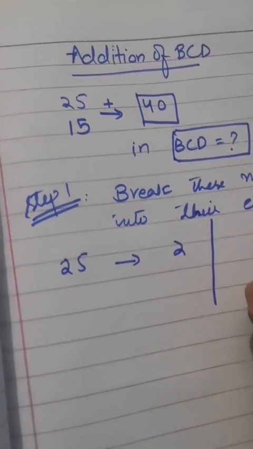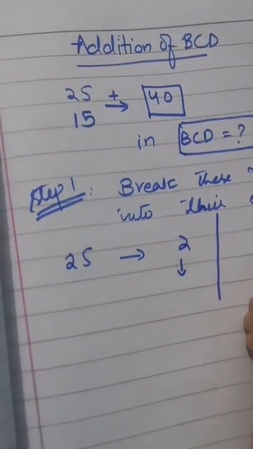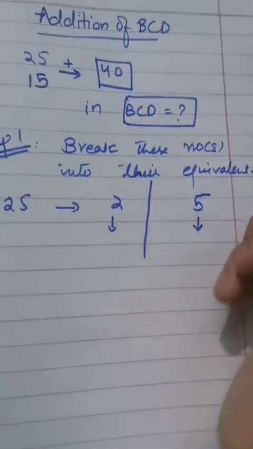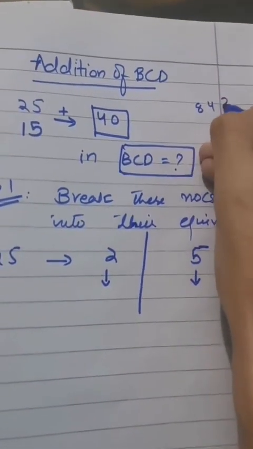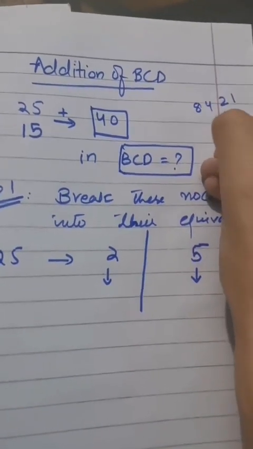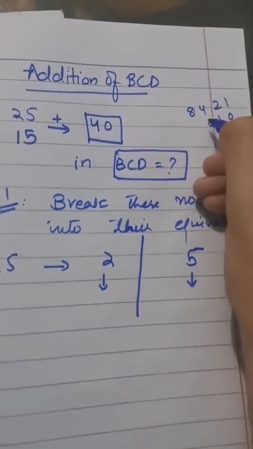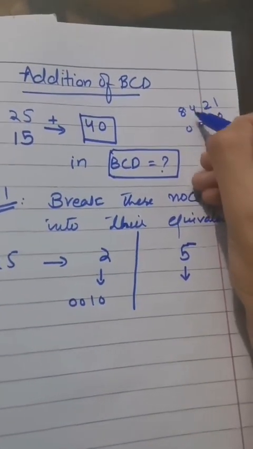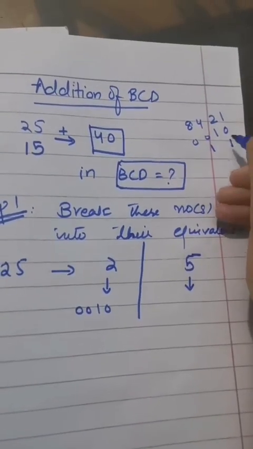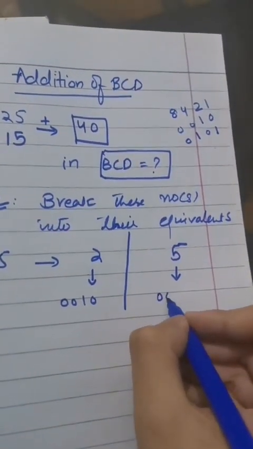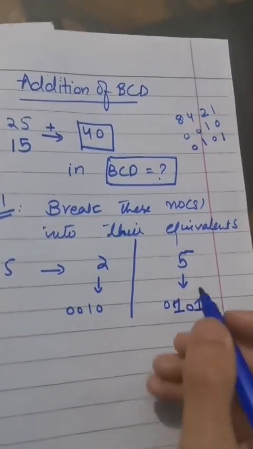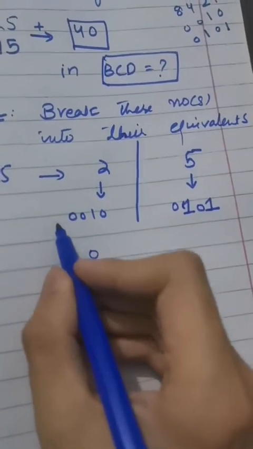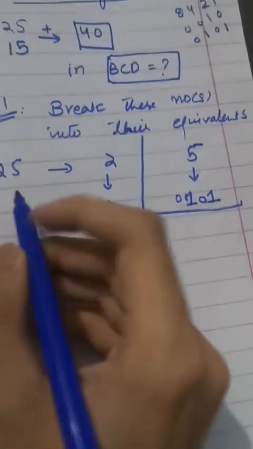So I have 25 here. Let's break this. It will be broken down into 2 and 5. What is the binary of 2 and what is the binary of 5? You simply know that. The binary of 2 will be as follows: 8421. Just make sure the bit of the 2 is on and all other bits are off. So we have 0 0 1 0. And for 5, it will be this bit on, 4 plus 1 is 5, and all other bits off. So we have 0 1 0 1 as well here.